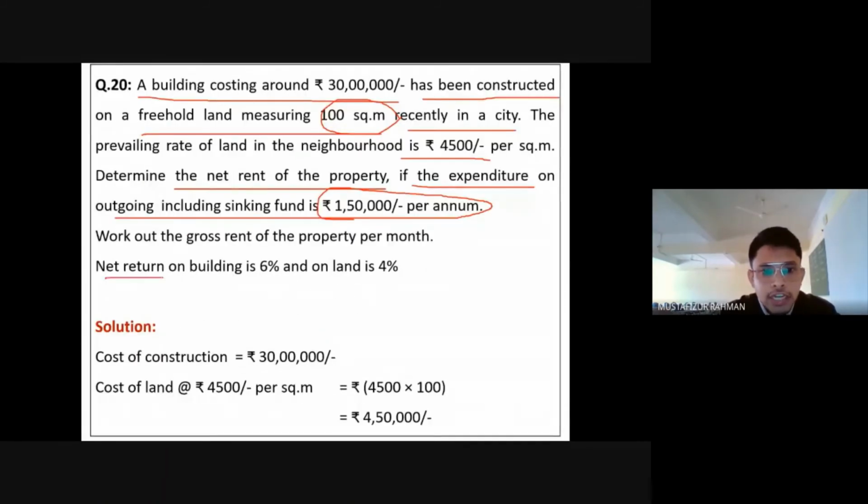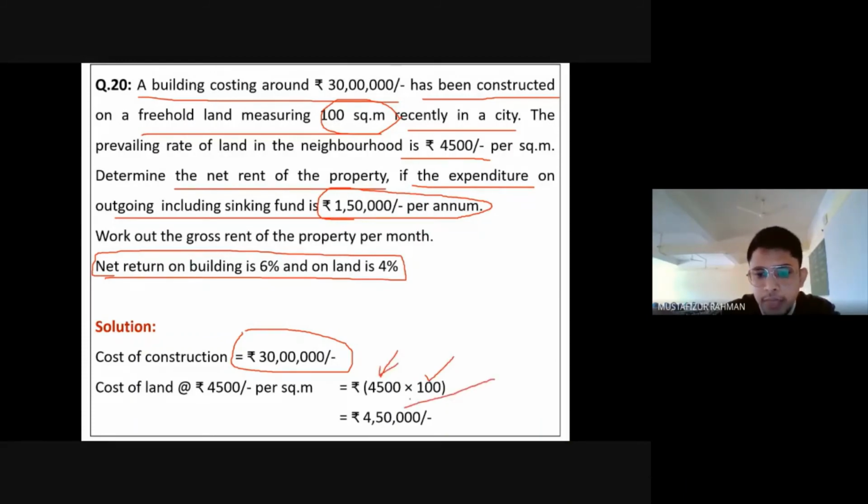Now, the net return on the building is 6% and on the land is 4%. This is the income that you are expecting. Cost of construction is given as 30 lakhs. Cost of land, let us calculate: 100 square meter is the plot. The rate is given. We just have to multiply and get the total cost.